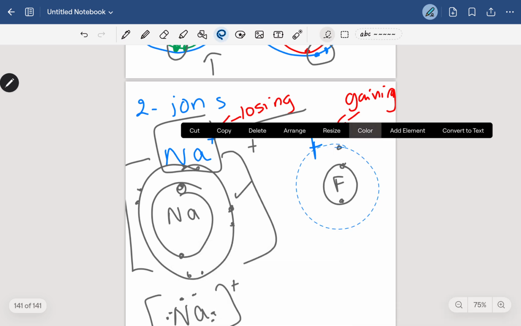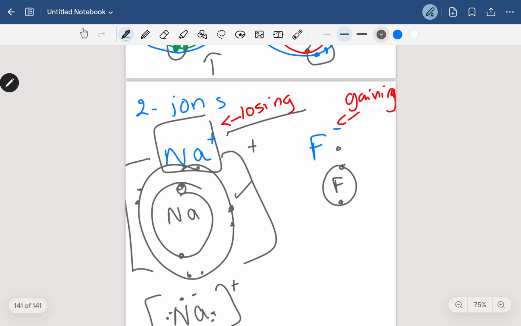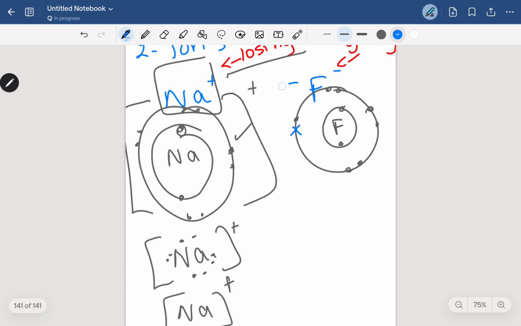Sorry, I don't know what I did. So 1, 2, 3, 4, 5, 6, 7. But here we are going to put the 8th in a different form, because this electron is not from the F, it's from another element. So it gained an electron from another element. And this is why we will denote it like this, and we're going to put a minus.